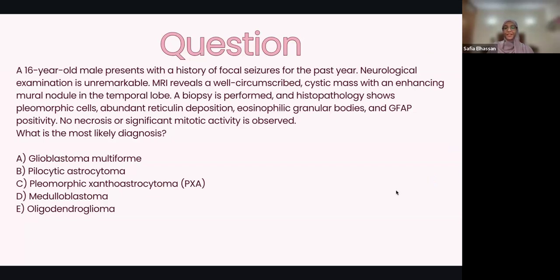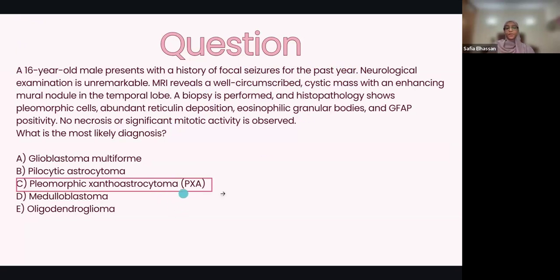Okay, so I'm seeing some B's and I'm seeing some C's. The correct answer is actually C, pleomorphic xanthoastrocytoma. However, I understand why you guys picked B. That would be the second best choice, but there are some things that can help us narrow down the diagnosis. The first one is the age of the patient. He's 16 years old. Typically, pilocytic astrocytomas would present in younger children. The second thing is how he presented. So he presented with focal seizures. How do pilocytic astrocytomas usually present? Ataxia, yes, cerebellar issues, exactly.